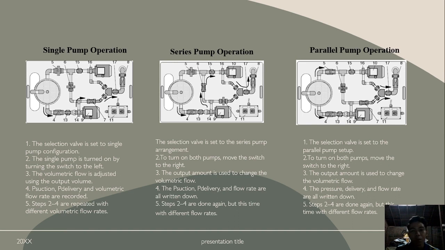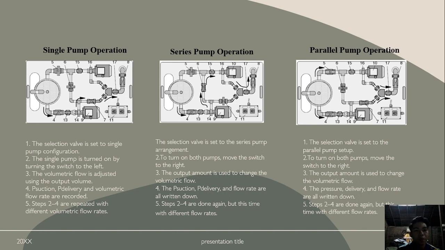For a series pump operation, first, to turn on both pumps, move the switch to the right. The output amount is used to change the volumetric flow. The P-suction, P-delivery, and flow rate are all written down. The last one, steps 2 to 4 are done again, but this time with a different flow rate.